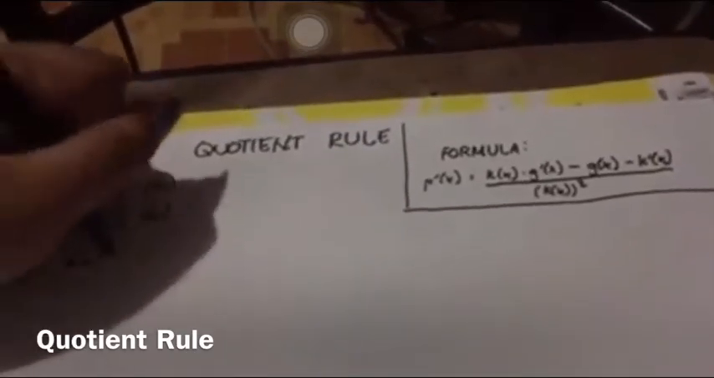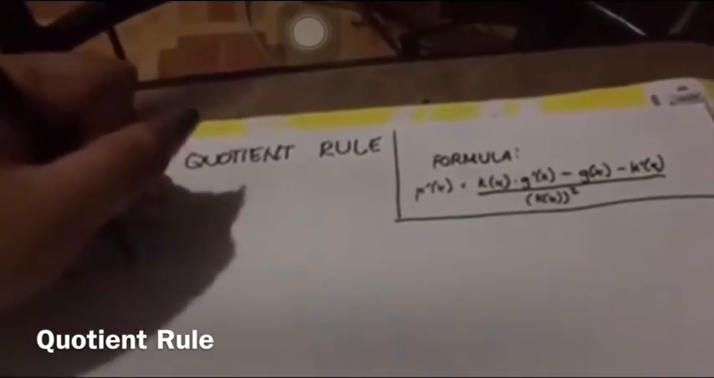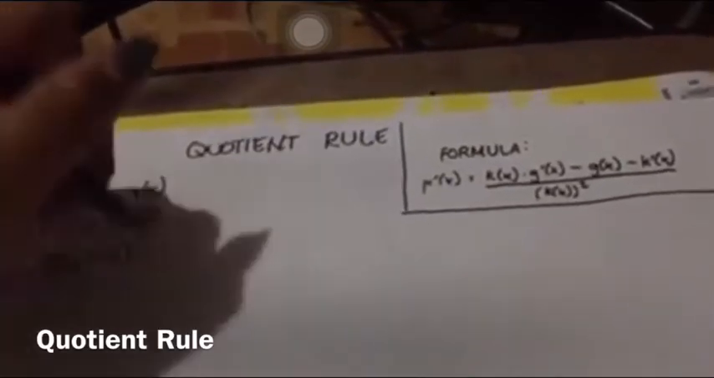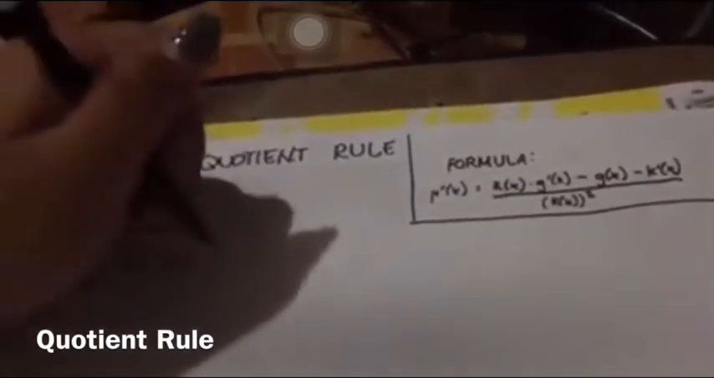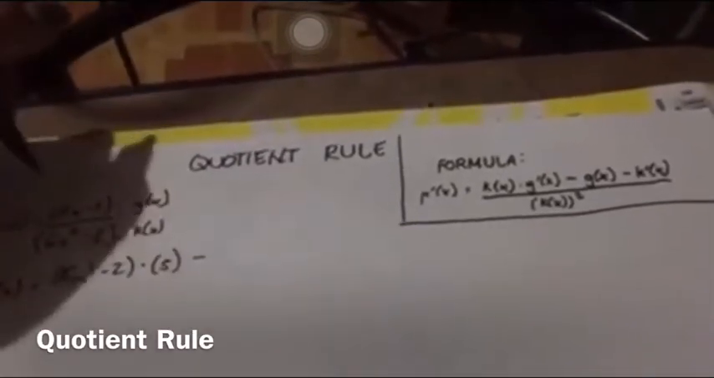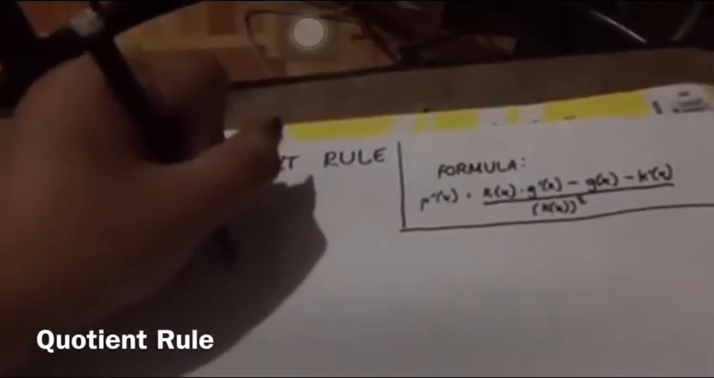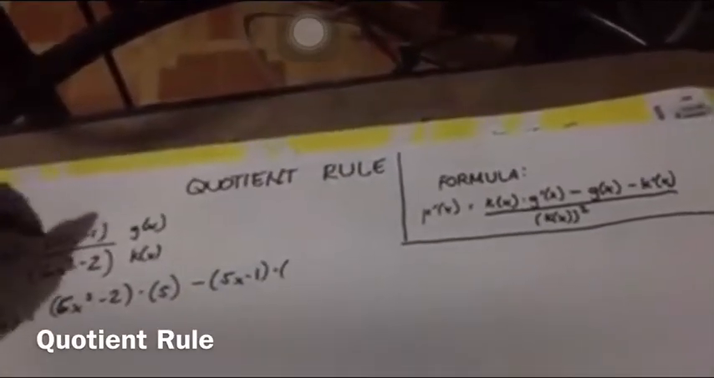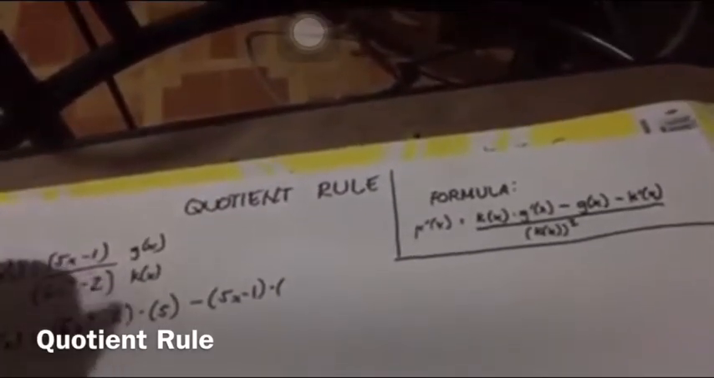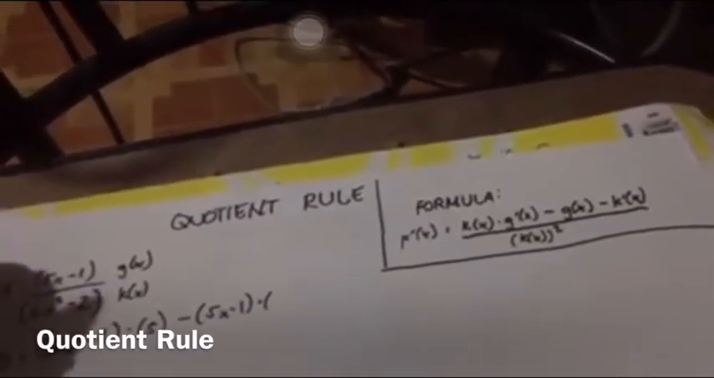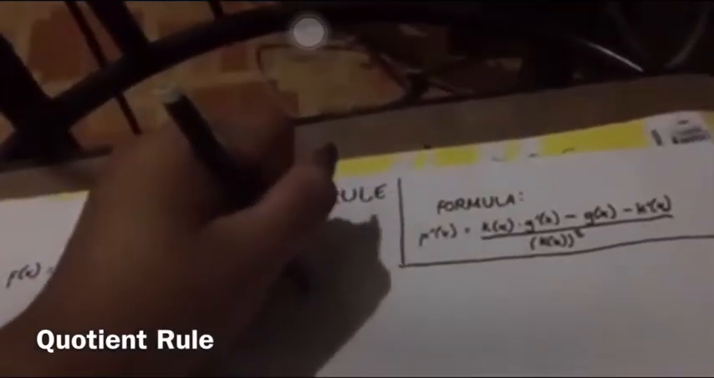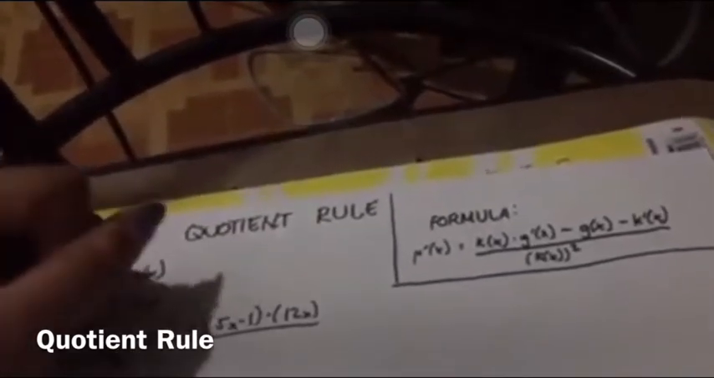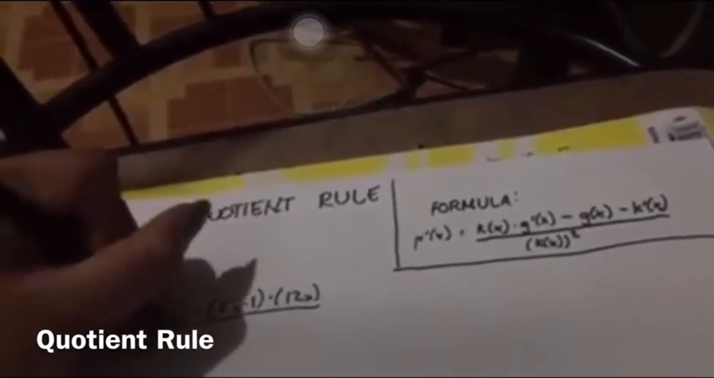6x squared minus 2 times the derivative of g of x, and that will be 5, minus, just copy the g of x, minus 1 times the derivative of k of x will be 12x over, just copy this and apply the square. Just 2.